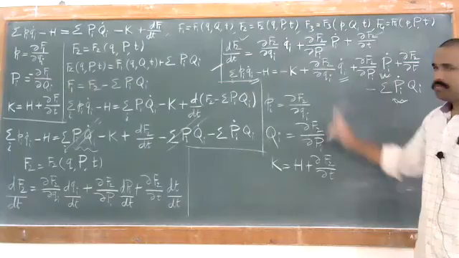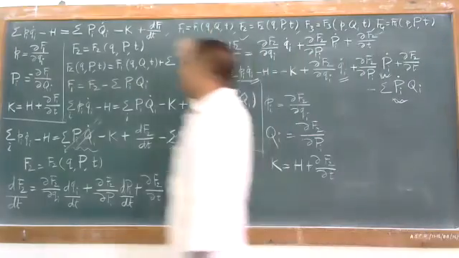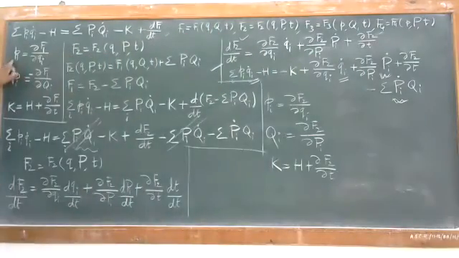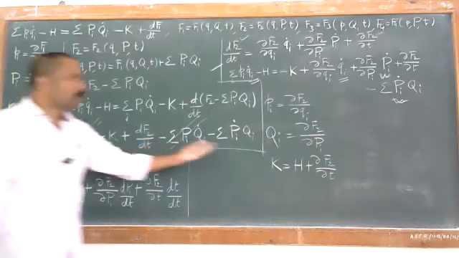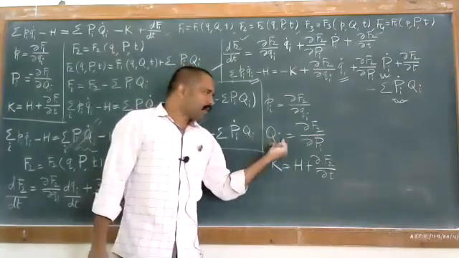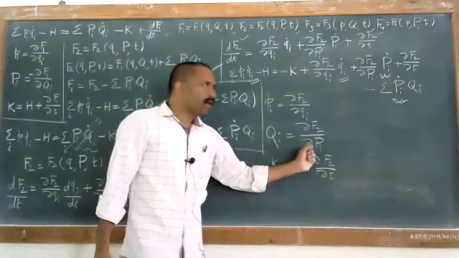For the first generating function, you observe that small p_i is equal to ∂F1/∂q_i and capital P_i is equal to minus ∂F1/∂Q_i. Here it is the opposite, okay. Capital Q_i is equal to ∂F2/∂P_i.